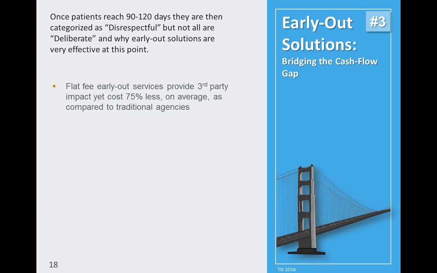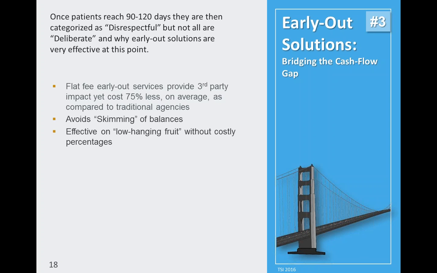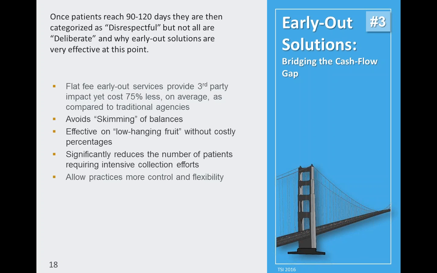Alternatively, flat fee early out services provide third-party impact, yet cost 75% less on average as compared to traditional percentage agencies. They avoid skimming of balances. They're effective on low-hanging fruit without costly percentages. They significantly reduce the number of patients requiring intensive collection efforts. They provide more flexibility and control. And ultimately, it is like the practice is leasing the agency's license to collect.